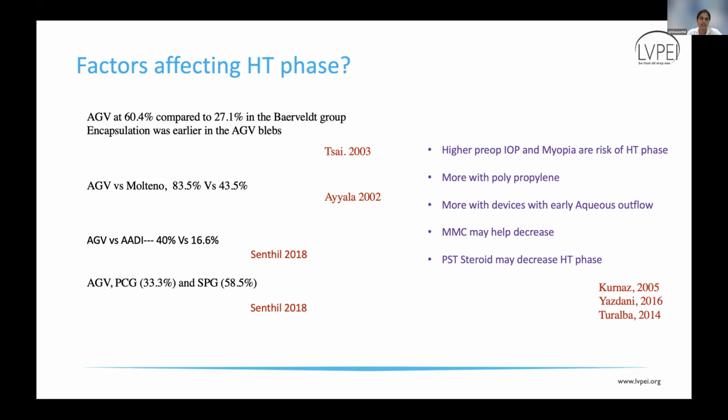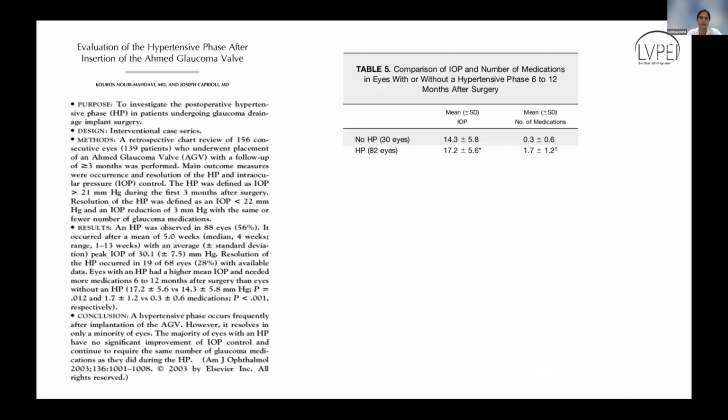On an average, studies have shown that the hypertensive phase can range from 40% to as high as 83% with that of an Ahmed glaucoma valved implant, while with a non-valved implant like the Molteno, the Baerveldt, and the ADI, it could be as low as 27% or 16%. In our own studies, with the non-valved implant, the hypertensive phase was close to about 20%. But not really as high as what we see with AGV.